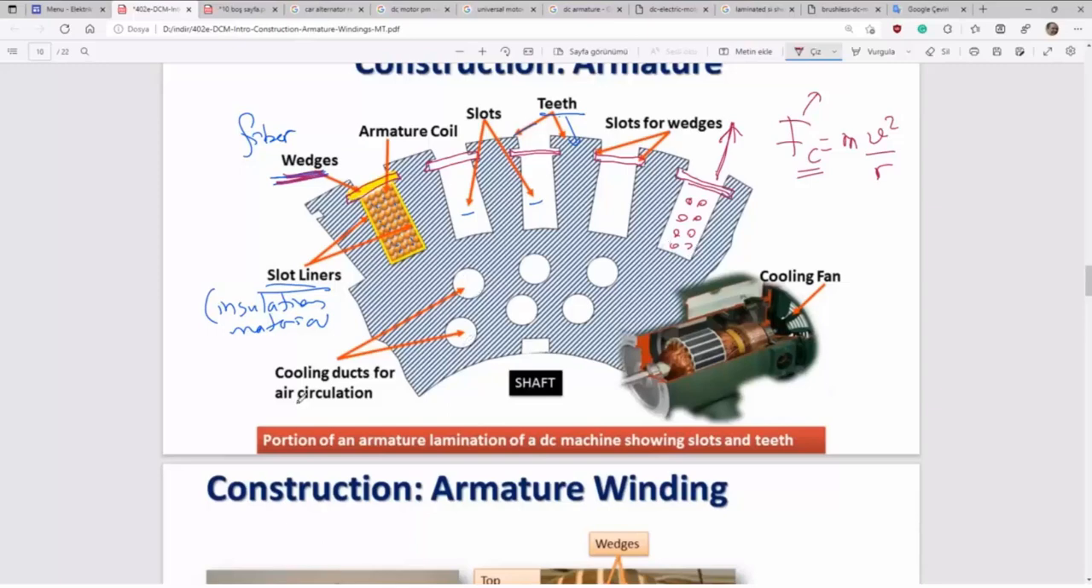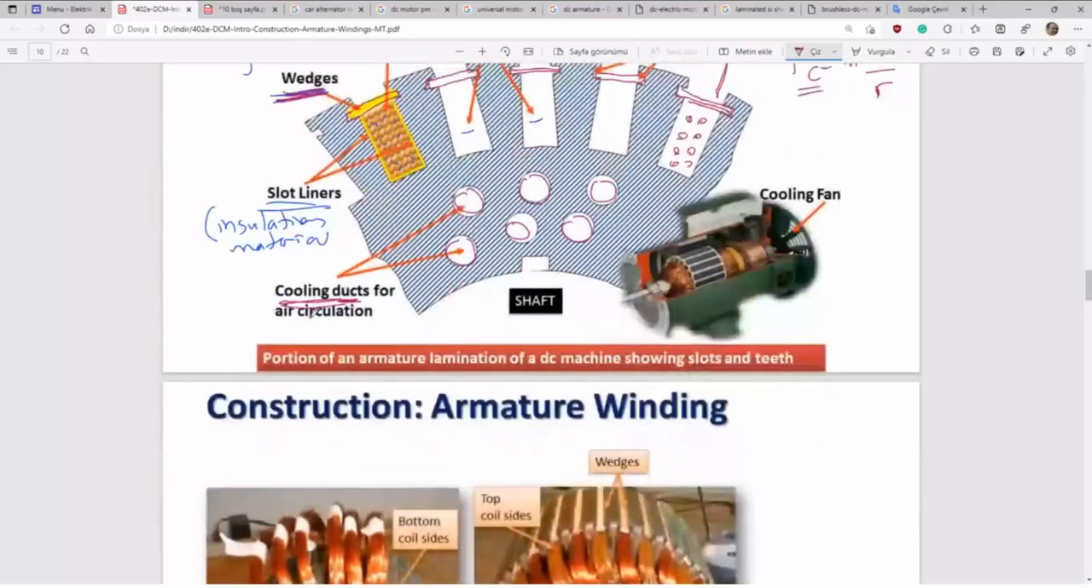Here are cooling ducts. They make some air circulation for cooling purposes. Here's the shaft and here's the shaft locking wedge. Another wedge. Shaft locking wedge.